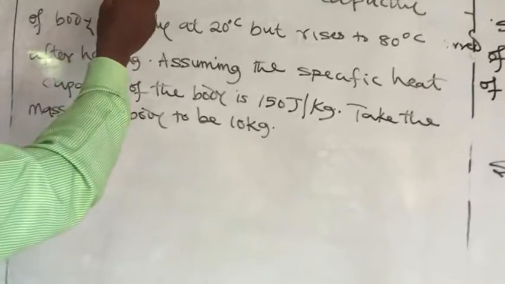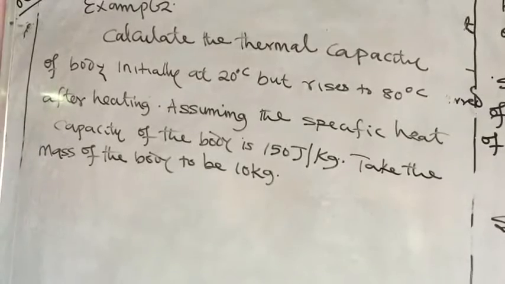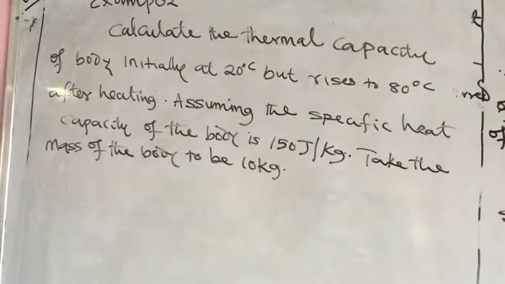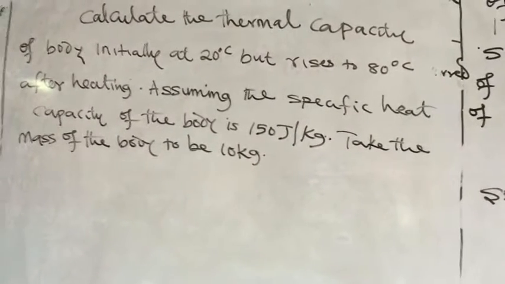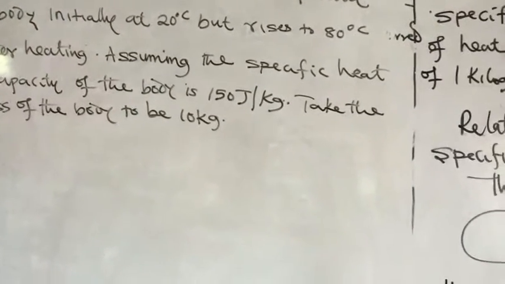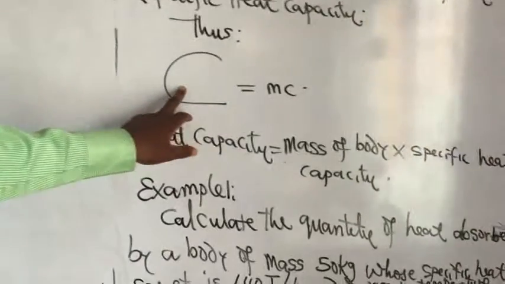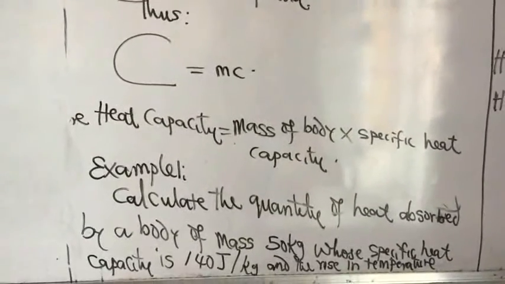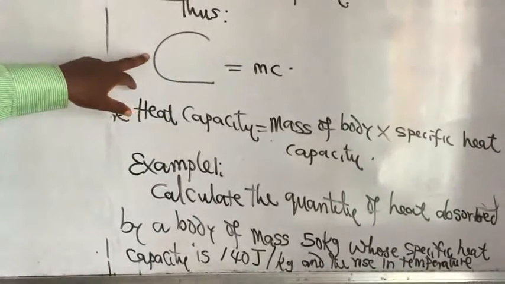Calculate the thermal capacity of a body initially at 20 degrees Celsius, but rises to 80 degrees after heating. Assuming the specific capacity of the body is 150 joule per kilogram, take mass of the body to be 10 kg. Now, we have two formulas I gave us initially. The first one was H equal to m c delta theta. The second one is what? Capital C equal to m small c. Remember I said that the capital C is called heat capacity, which is also called thermal capacity. Please take note.